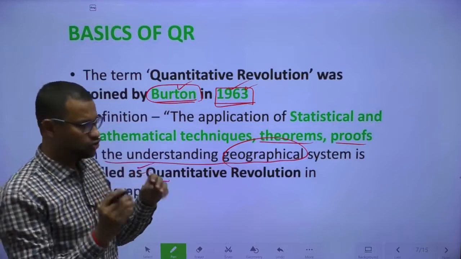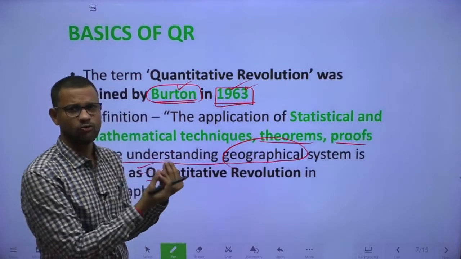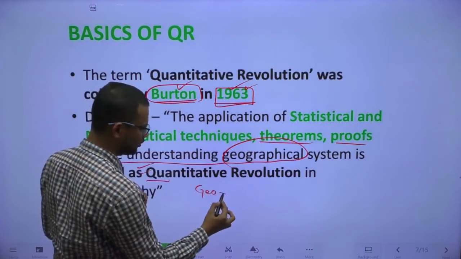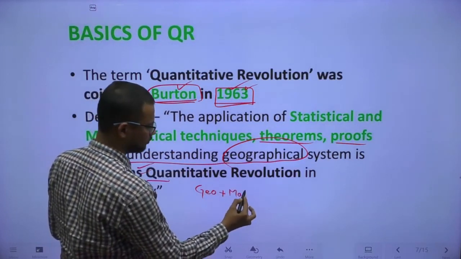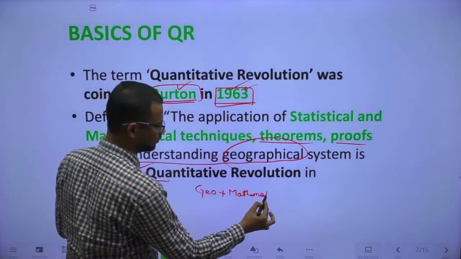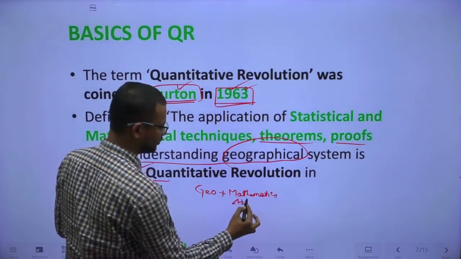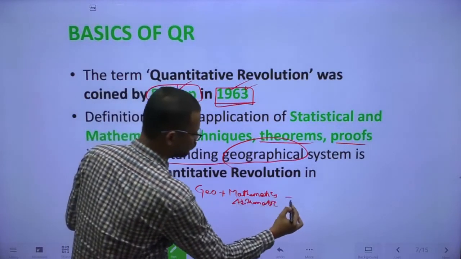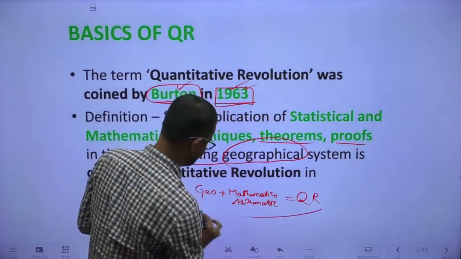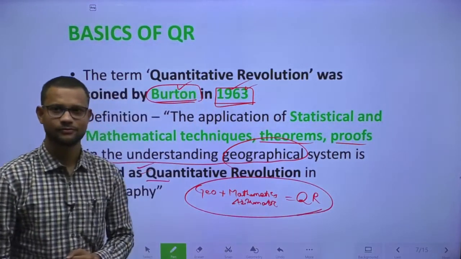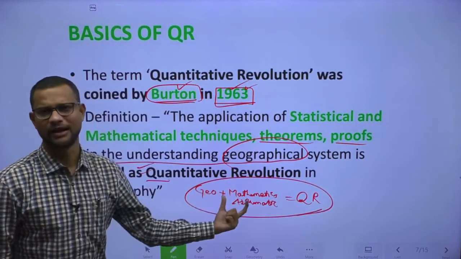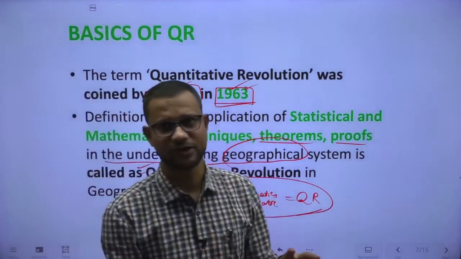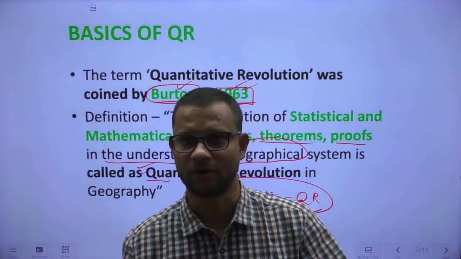When geography, just in order to understand what exactly it is, you can simply write geography plus mathematics or arithmetic is equal to quantitative evaluation. That is as simple as to remember it, right? Even if you write it in the exam, the examiner will get to know that you have a clear idea about what it exactly means.